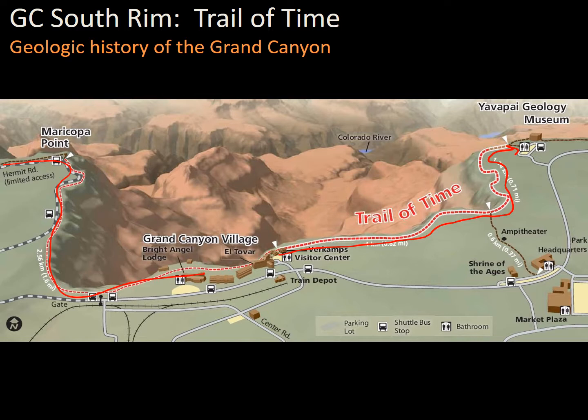The intent of the Trail of Time is to give visitors a complete look at all of the rocks of the Grand Canyon, where they are in terms of the history of when they formed, and to help give you a sense of the timeline. The length of the trail is designed to cover the entire geologic history of the Grand Canyon.